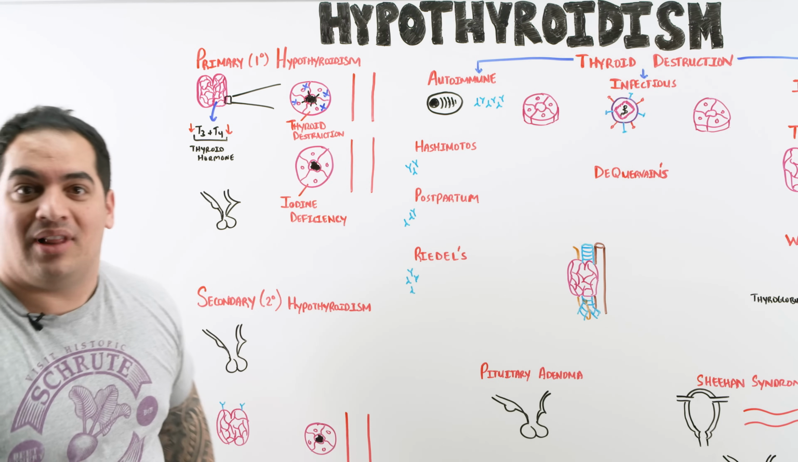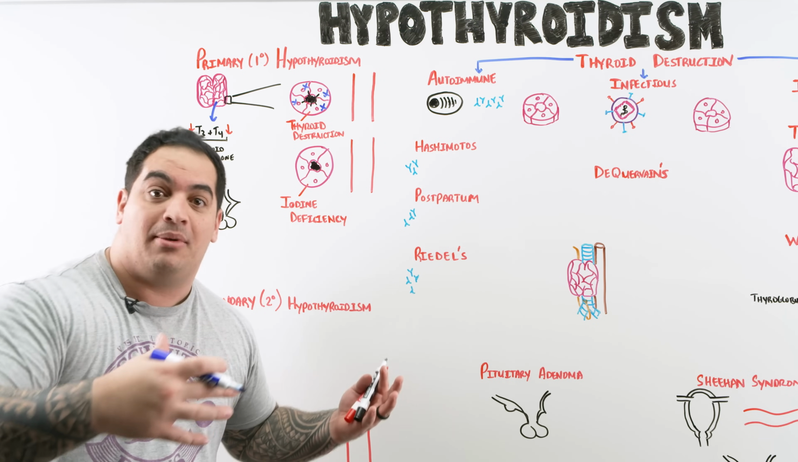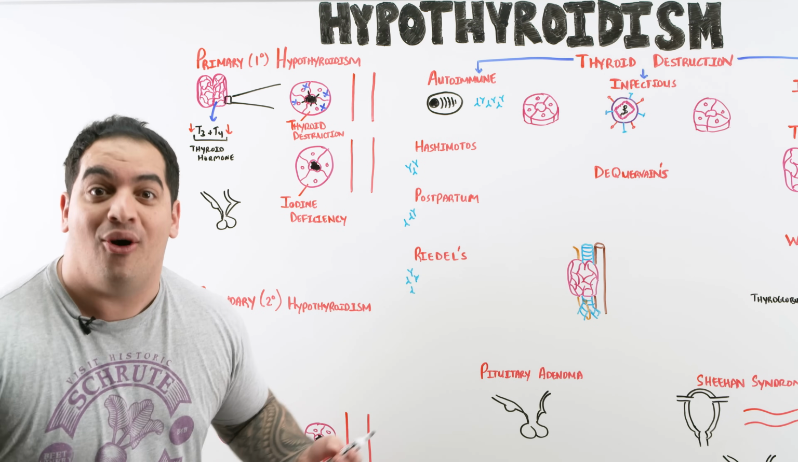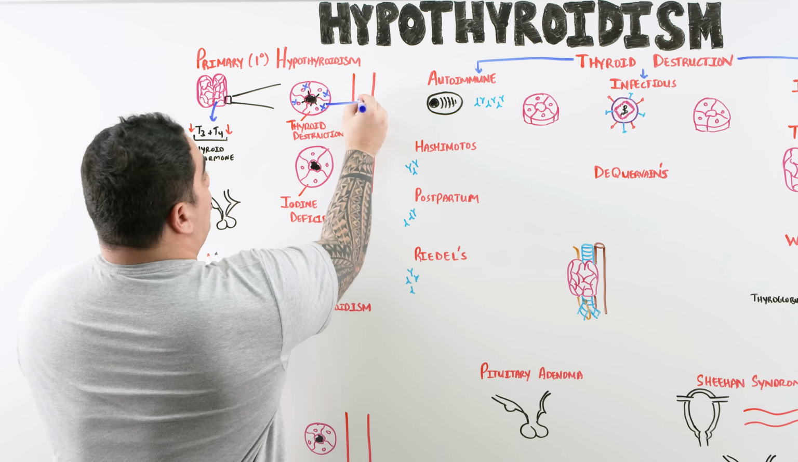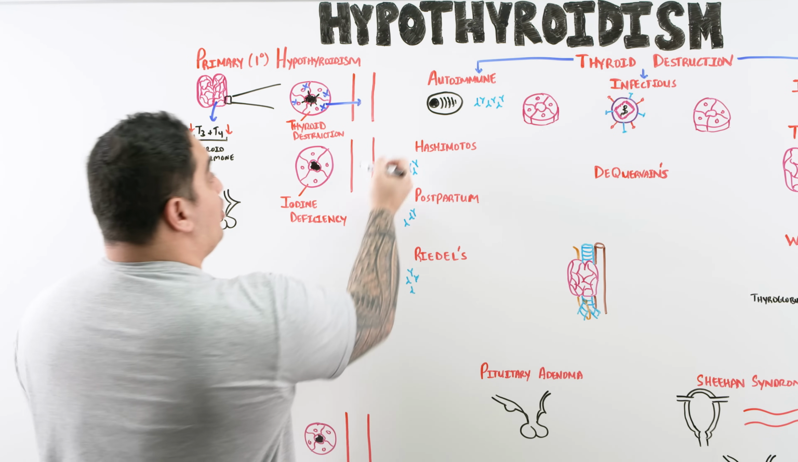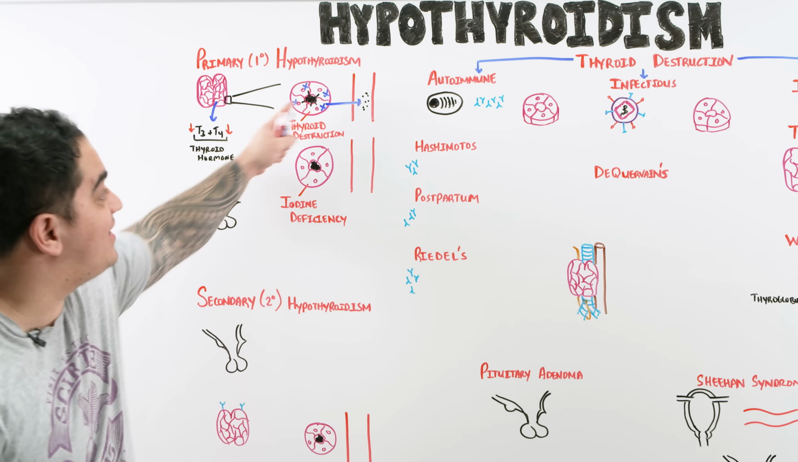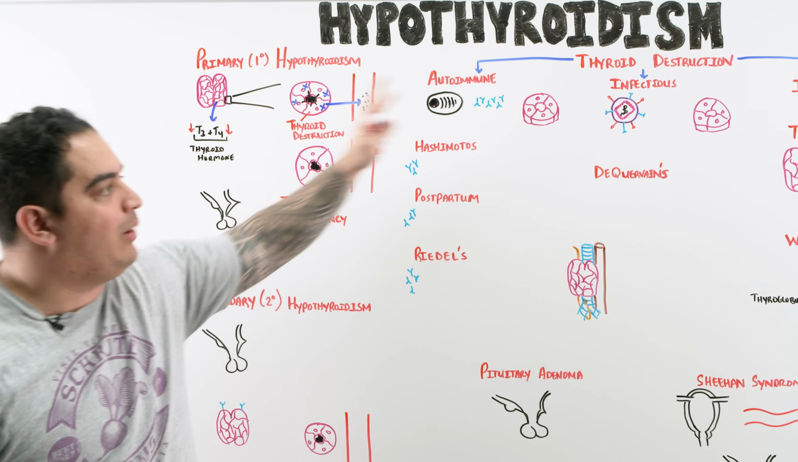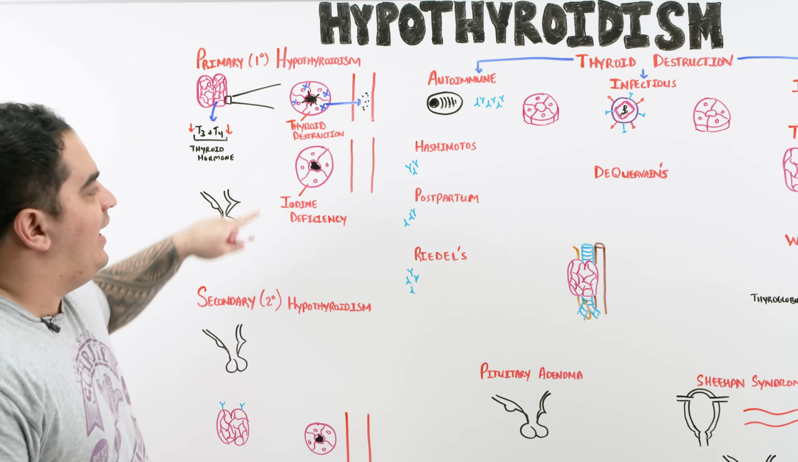But what if I destroy these follicular cells? Can they make thyroglobulin? No. Can they actually bind the thyroglobulin with iodine and make thyroid hormone? No. So the end result here is that these thyroid follicular cells won't be able to produce adequate amounts of T3 and T4. And there is a ton of causes for this that we'll go into great detail of. The other one is interesting.